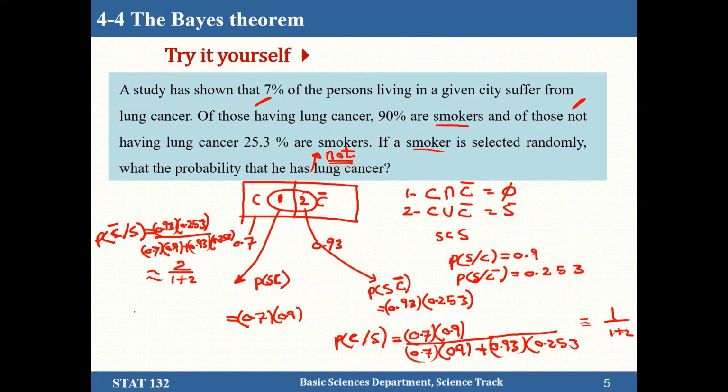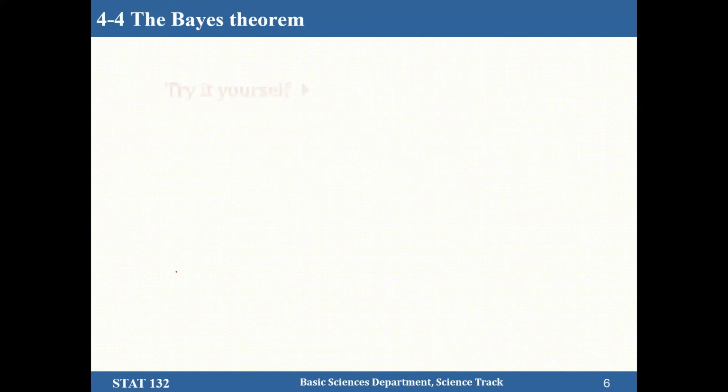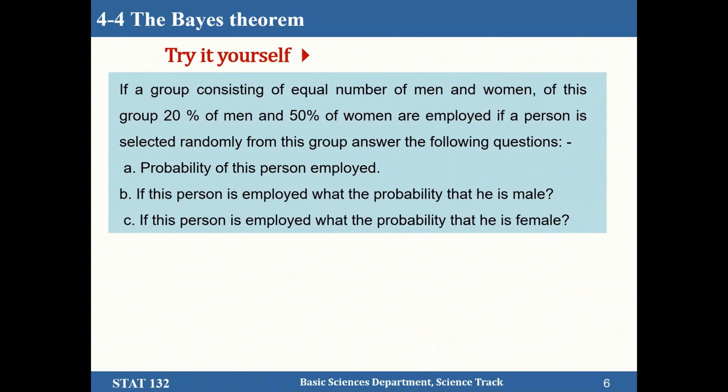Actually, P of not C given S plus P of C given S definitely equal 1. It's like complement. So now I think it's clear. We still have one more example.